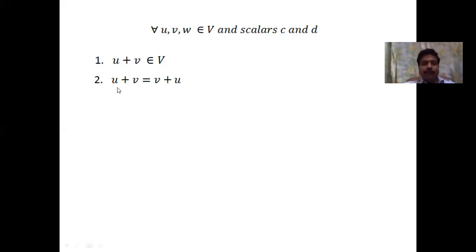Now the third one: u plus v plus w is equal to u plus v plus w, with different groupings. In fact, operations are done between two vectors. On the left-hand side, u plus v gives a new vector that is added to w. On the right-hand side, u is added to the resultant vector of v plus w. If you get the same vector both times, then we can say that this property holds. In group theory, we call it the associative property with respect to this addition.